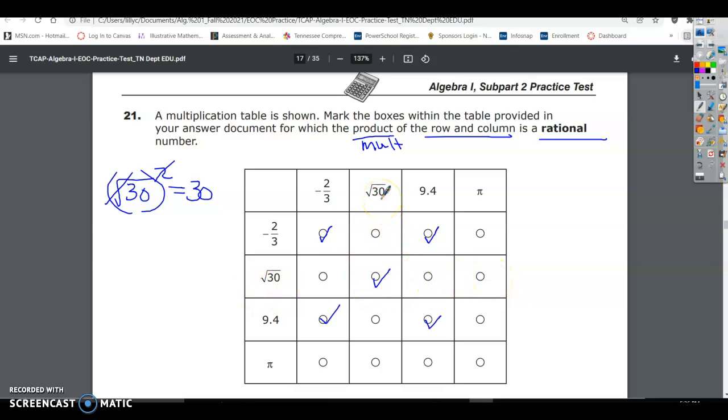All right, so again, this one is the same as one we checked in the other column, and it will not work. So number 21 has 5 correct answers that when you multiply, you get rational numbers. So for number 21, the ones with blue check marks are your rational numbers.